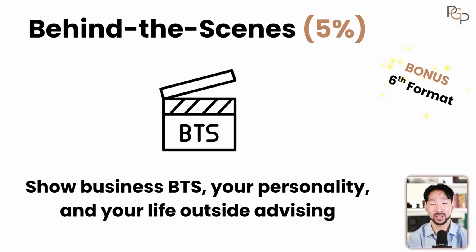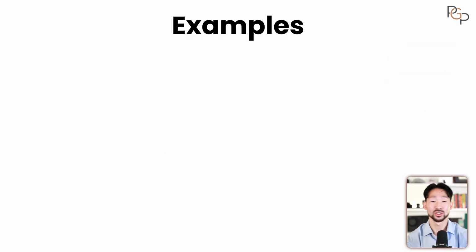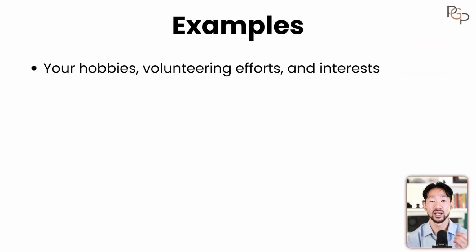Weirdly enough, that's becoming a moat for a lot of companies. So a couple of examples on how you could do this. One is, like I said, your hobbies, potentially your volunteering efforts and your interests. People love that. For example, say you love basketball or say you coach your son's basketball team.